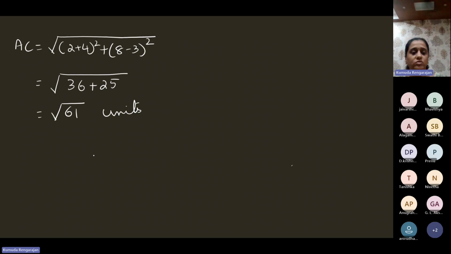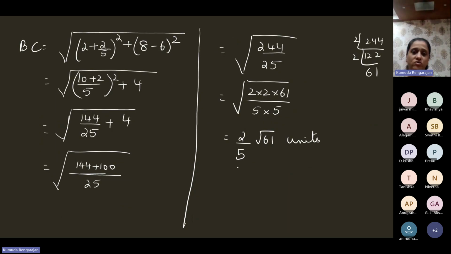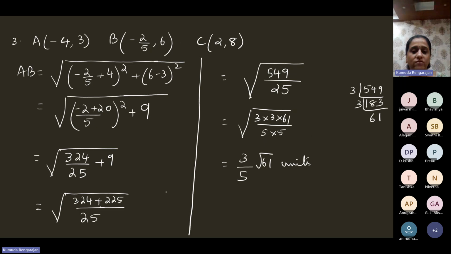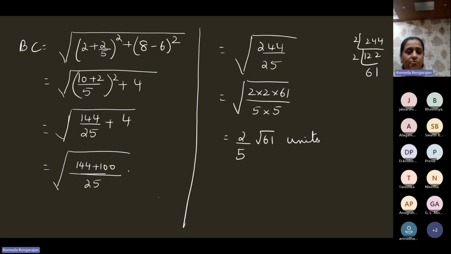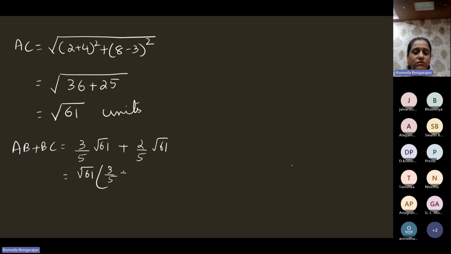Okay, so now what do we observe? AC is root 61, and it's very clear that 3 by 5 plus 2 by 5 is 5 by 5, which is 1. So we have AB plus BC. AB is 3 by 5 root 61 and BC is 2 by 5 root 61. Root 61 is common, so you have 3 by 5 plus 2 by 5, which is 5 by 5, which is 1. So it is root 61.